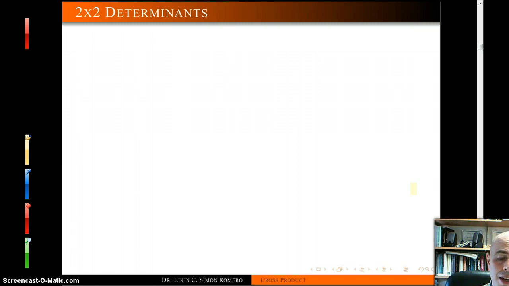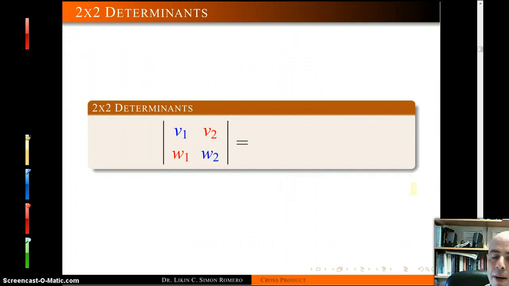The 2x2 determinant is an operation defined on a square arrangement of numbers that has two rows and, obviously, two columns. The way that you compute the 2x2 determinant is you multiply the members of one diagonal, the diagonal that I'm showing here, and then you subtract the multiplication of the numbers that are in the other diagonal. Notice that the order is important.